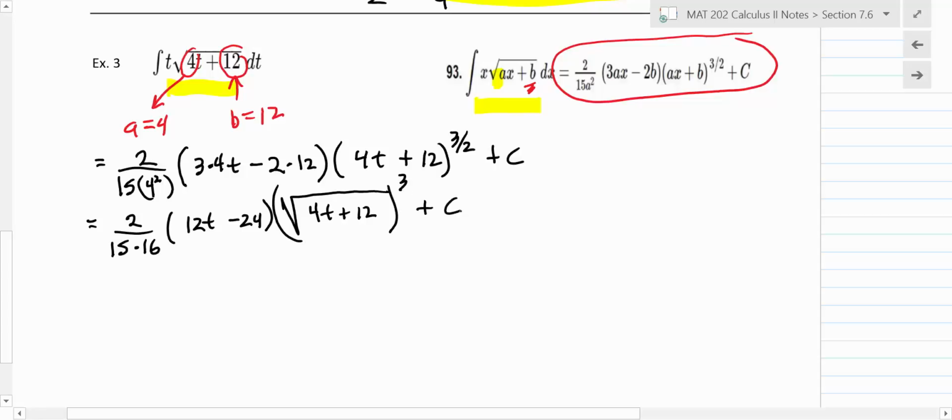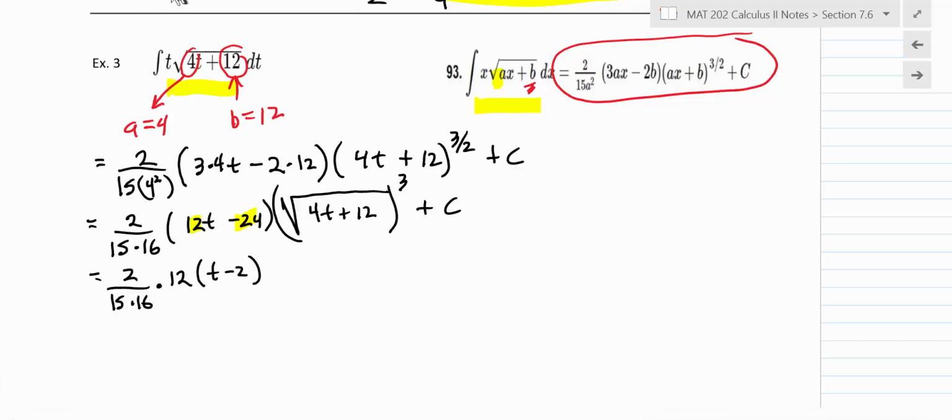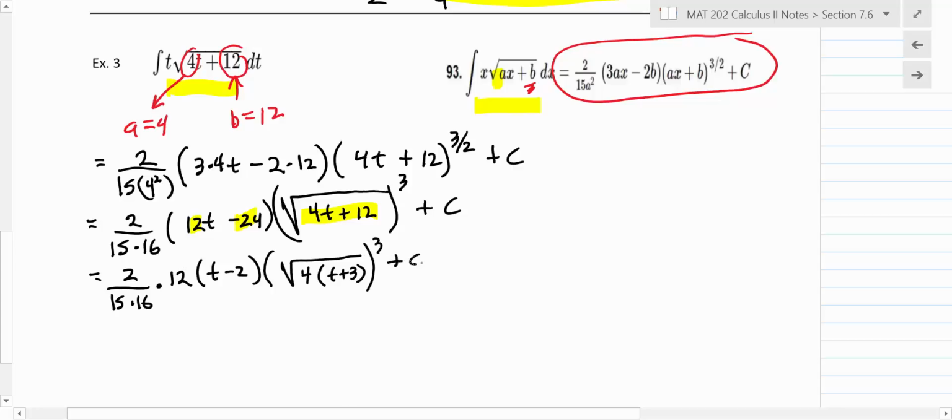So we're just applying basic algebra techniques. I've got 2 over 15 times 16. I have a common factor of 12 that comes out of there, and that's going to cancel with something. That's why I left it unmultiplied. So that's times 12 times t minus 2 with the factoring. Now under the radical, you factor a 4 out, so we have 4 times t plus 3, and then that whole thing is to the 3rd power.